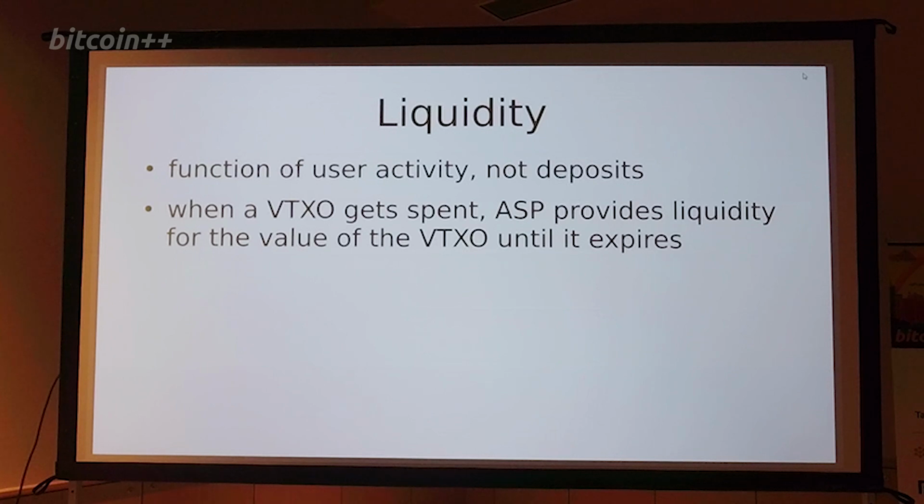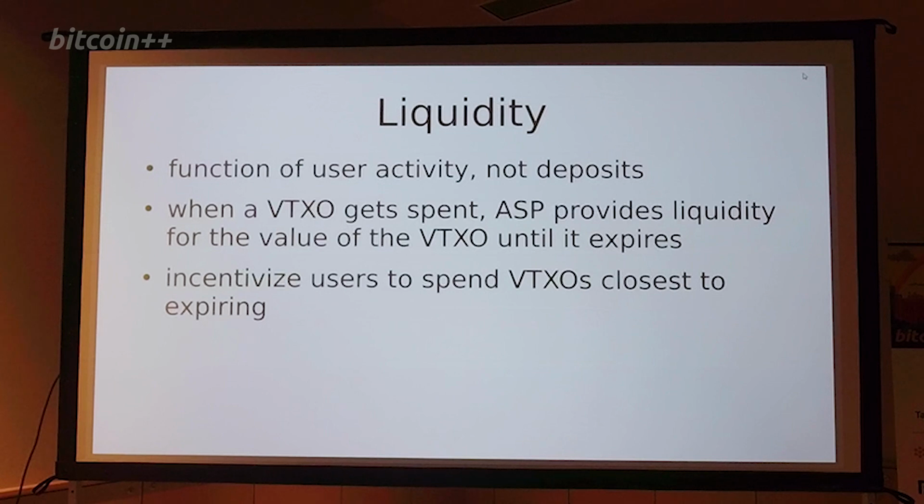Because what happens is, if I have a one Bitcoin VTXO and I'm spending it, the ASP needs to provide one Bitcoin for this new VTXO that gets created. But the ASP gets this money back the moment my input VTXO expires. So it's a function of how old my VTXO is. If my VTXO is very fresh and it's going to take 14 days, then the ASP gives me one Bitcoin and only gets the Bitcoin back after 14 days. But if mine expires in 1 hour, the ASP gets the money back already in 1 hour. So if we can find a way to incentivize users to use VTXOs that are almost about to expire, we can really narrow the liquidity requirements for this protocol.